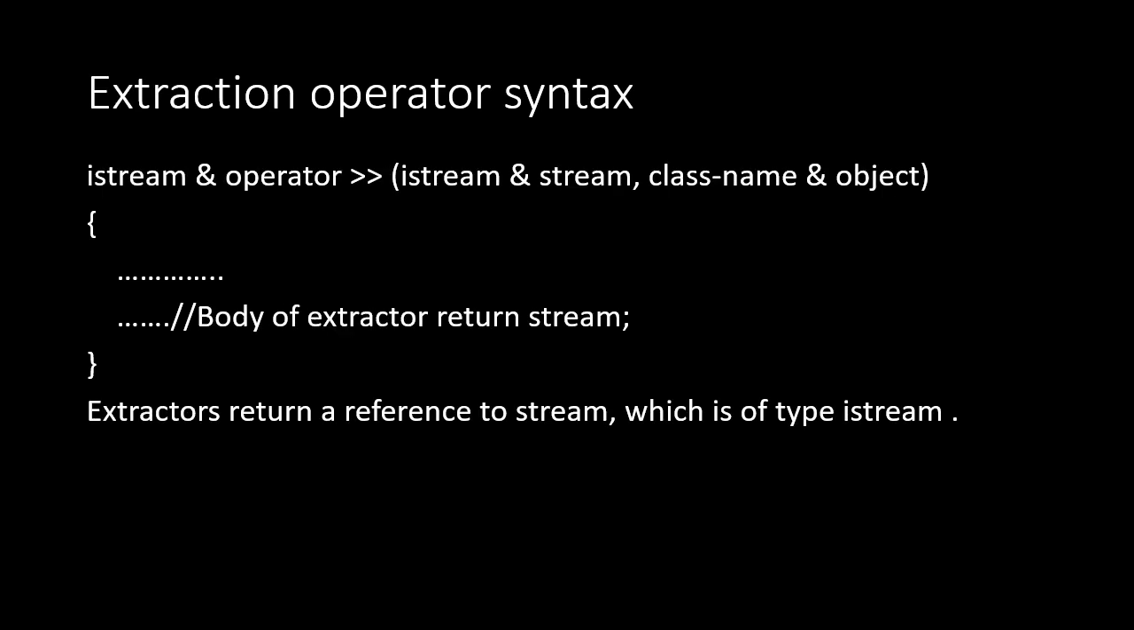Now here is the syntax of the extraction operator, that is istream and operator>>, and we pass two objects as parameters. The first one is istream and stream, and the second one is class name and object. Here also we pass parameters by reference. Then the body of the extraction operator. Extractors return a reference to the stream, which is of type istream.